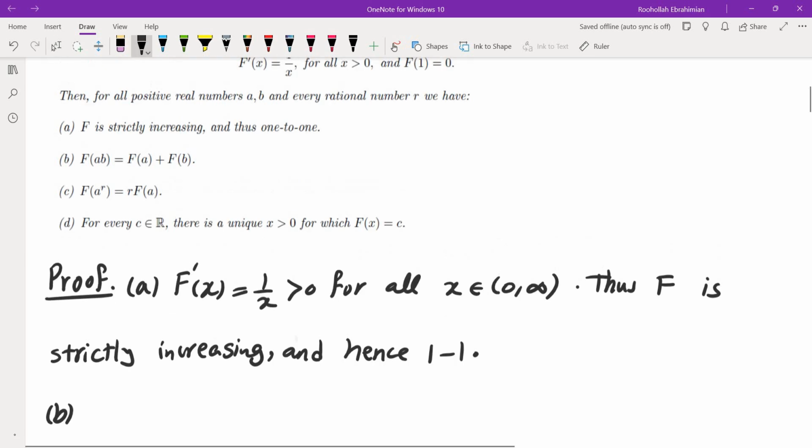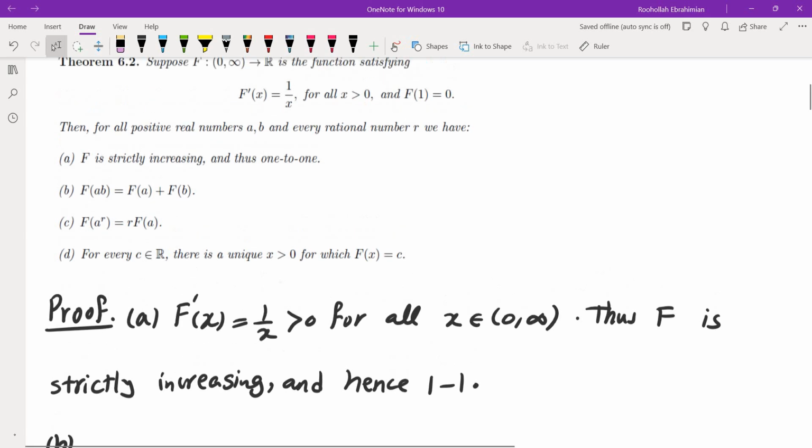Okay, so the second part of the theorem is about natural log of AB equals natural log of A plus natural log of B. That's basically what I'm trying to prove. If you think about the function f, what we know about this function is its derivative. We know some information about its derivative, and we want to extract something about the function itself. In order to do that, we often use the identity criterion. So here is what we're going to do.